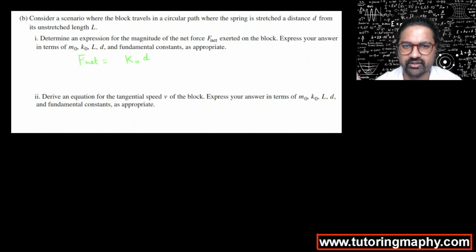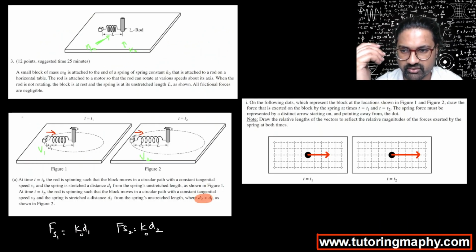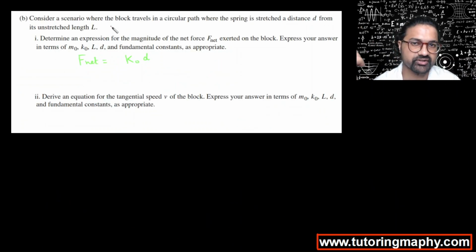Determine the expression for the magnitude of the net force exerted on the block. That's it. Because the spring force is the only force which is being exerted on the block. We can go back if you want to see the image once again. This is the block. Only the spring force exerts on it, which is a pulling direction. So it's just K times x naught, where x naught is the stretch. Stretch is d, so it's just k naught d.